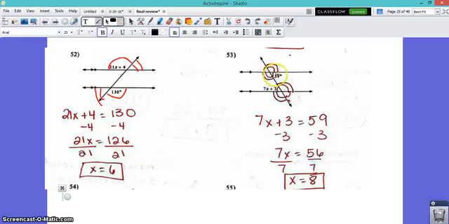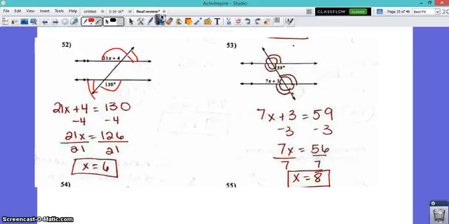Okay, on 53, if you look right here, that's the one we're going to start on. If you look, this is acute and that's acute. So more than likely, if you don't know the rules, these two are equivalent to each other. So you just set them equal to each other and solve like a normal equation. Subtract 3, divide by 7, and x is 8.